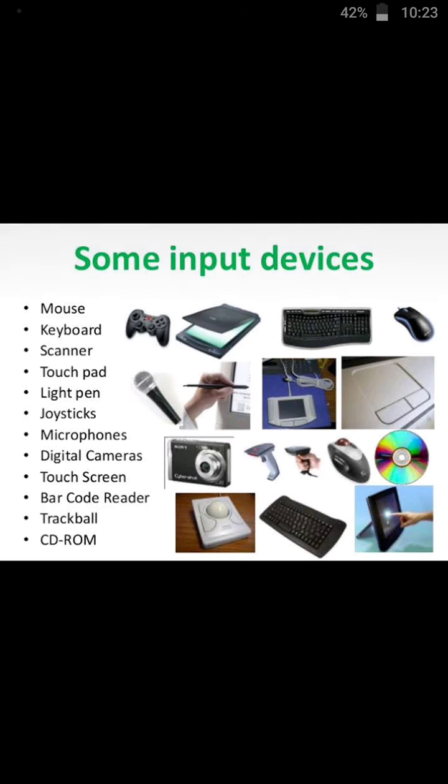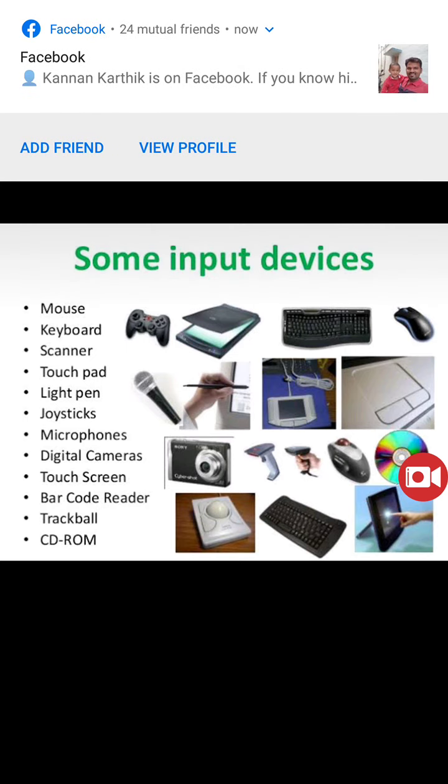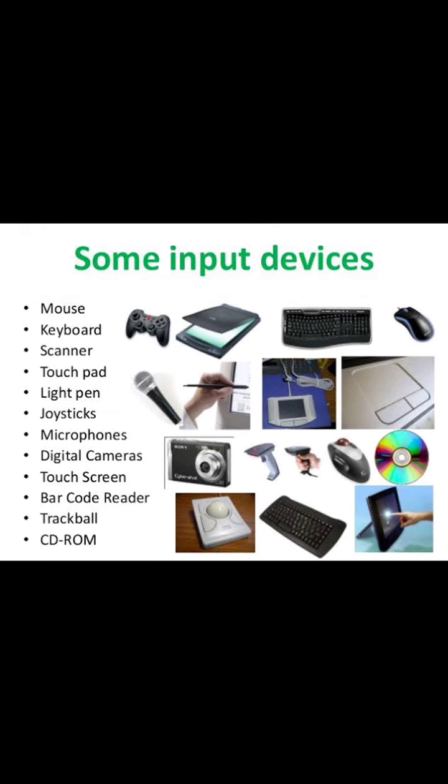Next one, keyboard. If we want to give some letters, or type some information, we are using the keyboard. Okay, CD-ROM, if we want to see movies, you can use the CD. These are all the input devices.